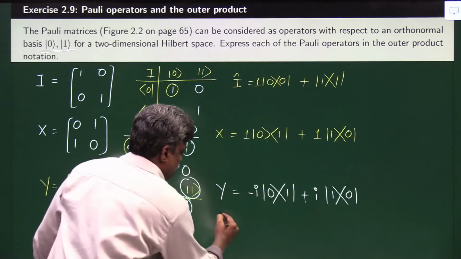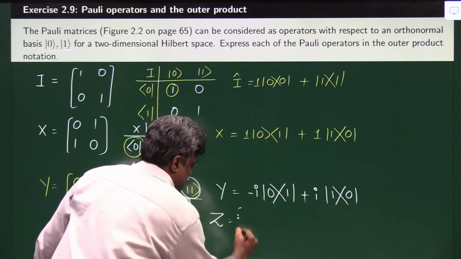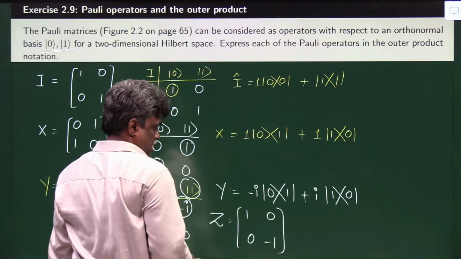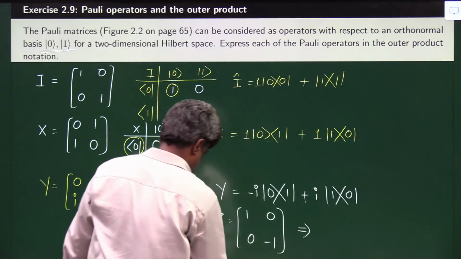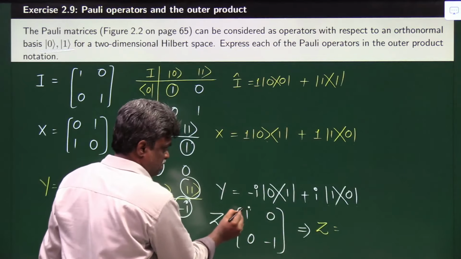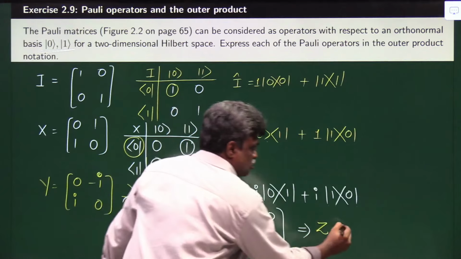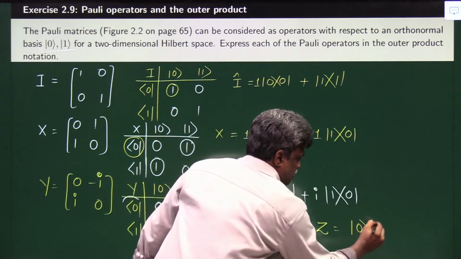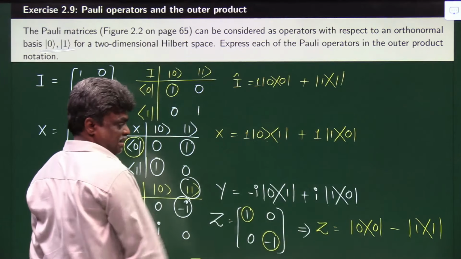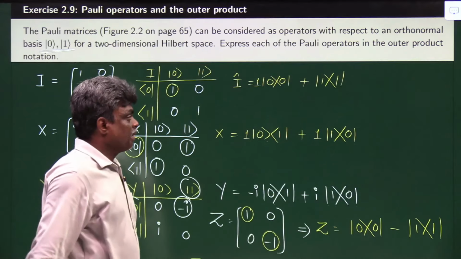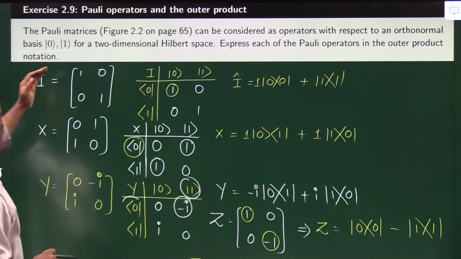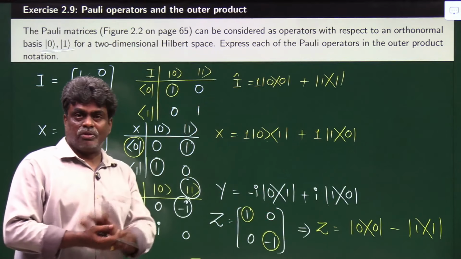Now for Z, please try this similarly. Z is equal to 1 0 0 minus 1. I request you to please try this. You will get it in the outer product form. Here is a 1, here is a minus 1. So you'll get the terms with 1 and minus 1 because it's a diagonal matrix. Please try this. This is one way of writing operators in outer product form.